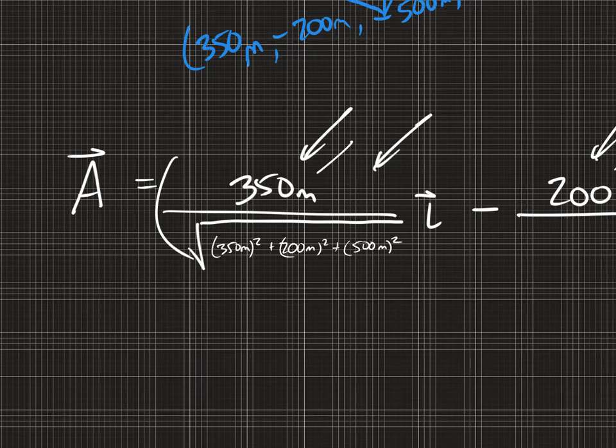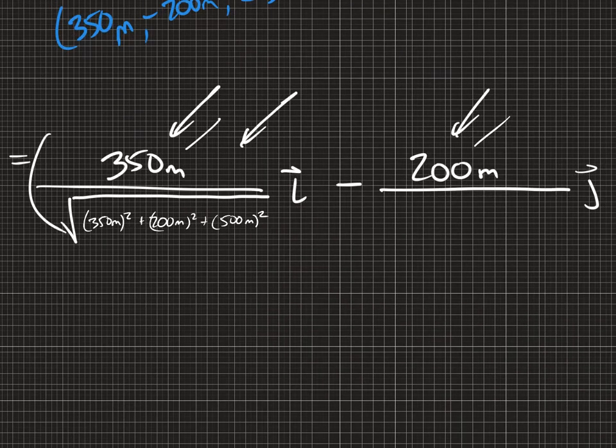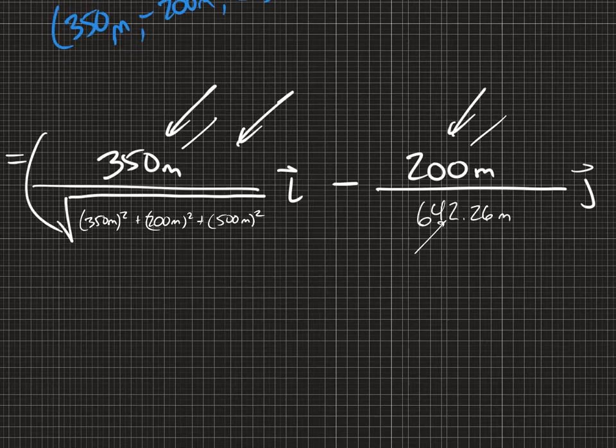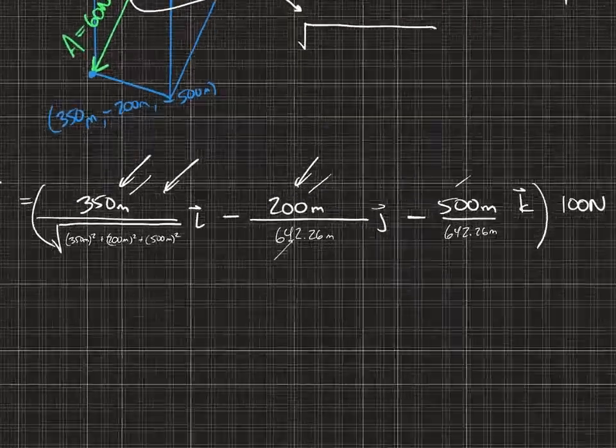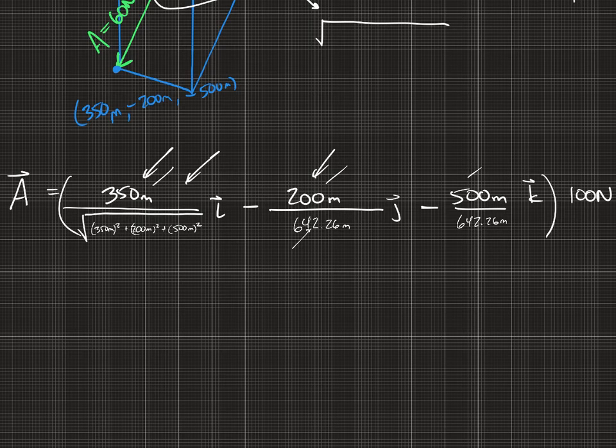Noticing that the units on that are going to come out to be meters, okay? And that's nice for us because it'll cancel with that meters on the top. So I'll go ahead and just plug it into the calculator and plug it in right here. Okay, so this thing right here is 642.26 meters.